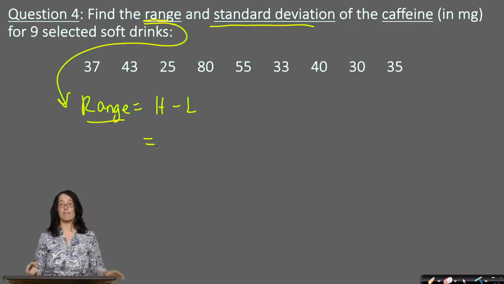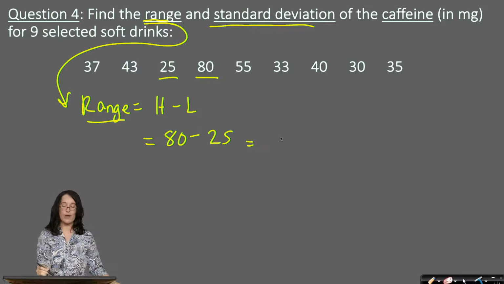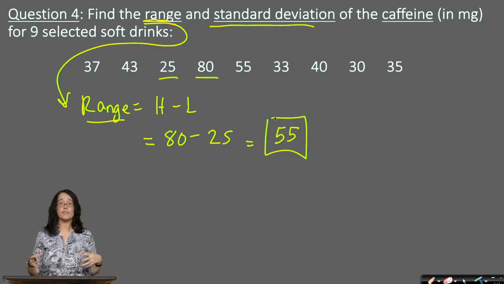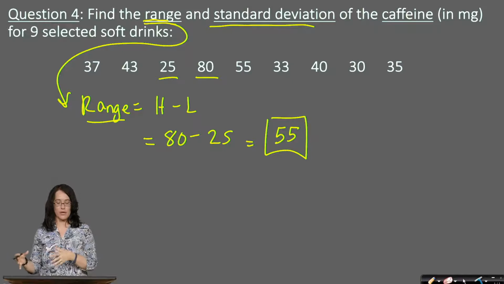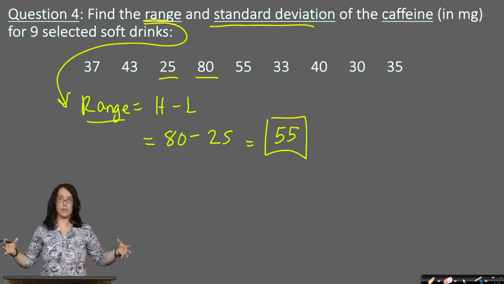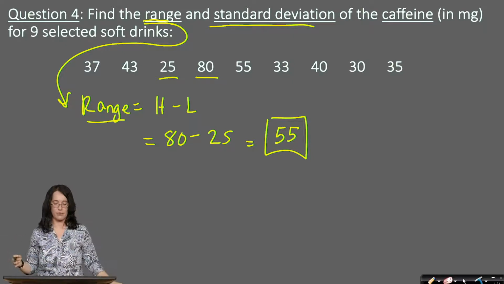So in this case, I haven't sorted my data out, but my highest value does appear to be what number? That's right, 80. And what does my lowest value appear to be? 25. So here's my high and here's my low. So 80 minus 25, I have a range or a spread of 55 milligrams of caffeine. So my lowest caffeinated drink would only have 25 milligrams. My highest caffeinated drink has 80 milligrams. So I have a spread of 55 milligrams for my caffeinated beverages.